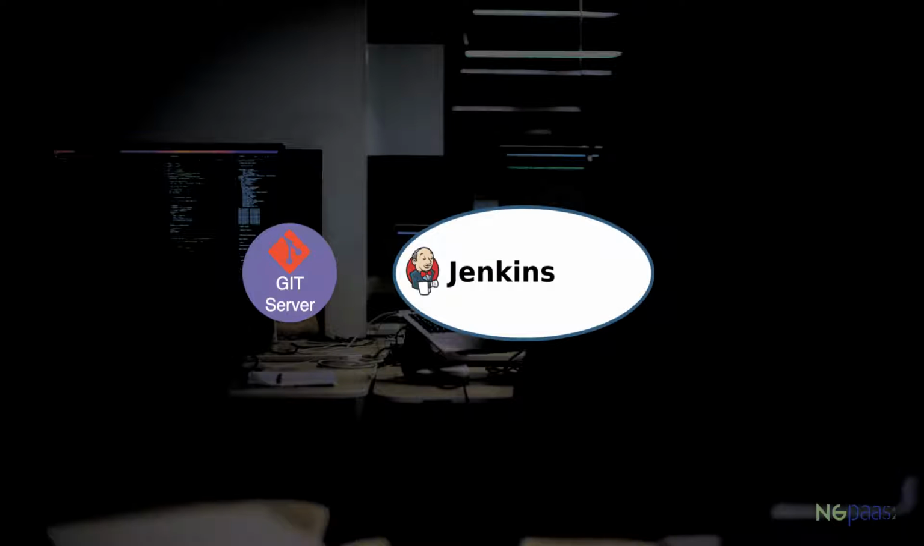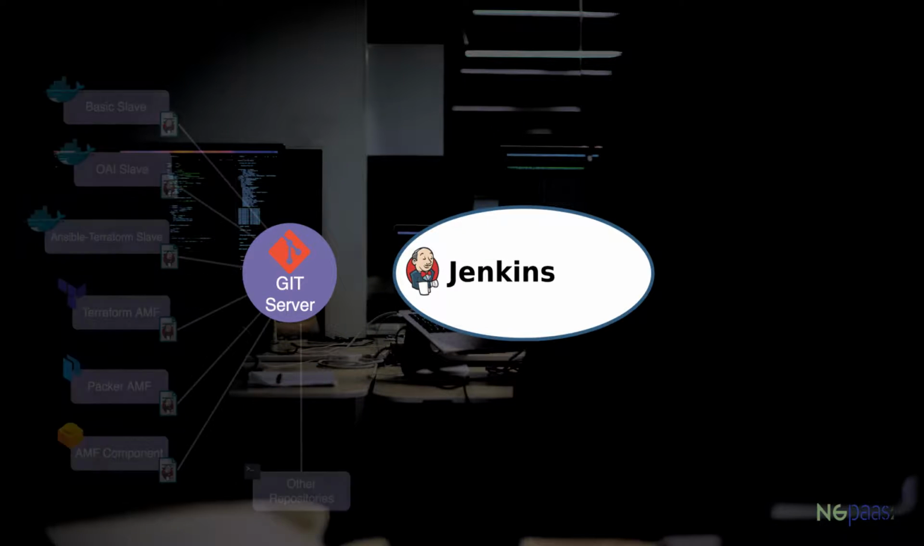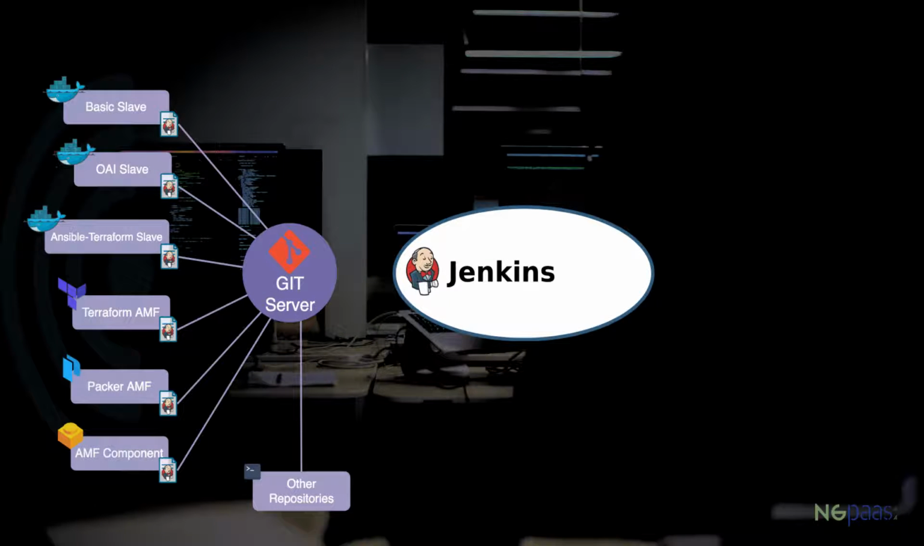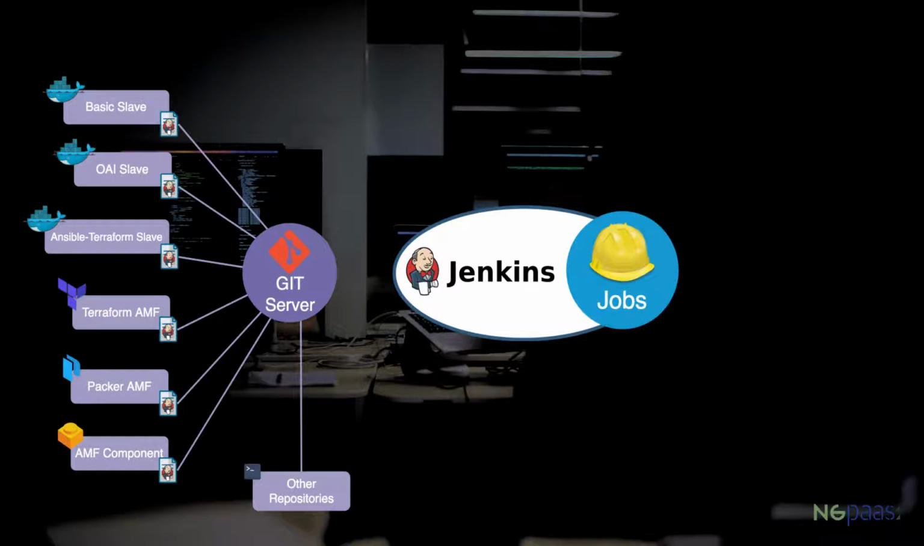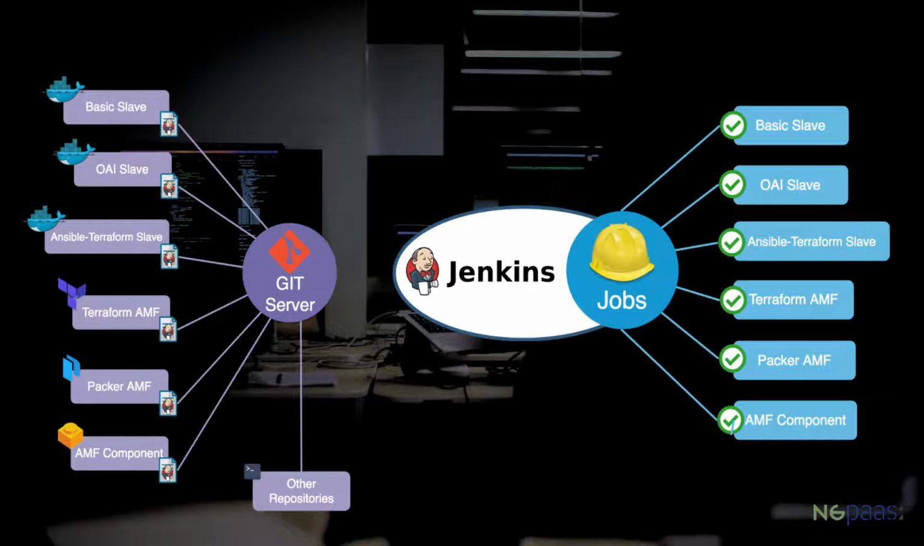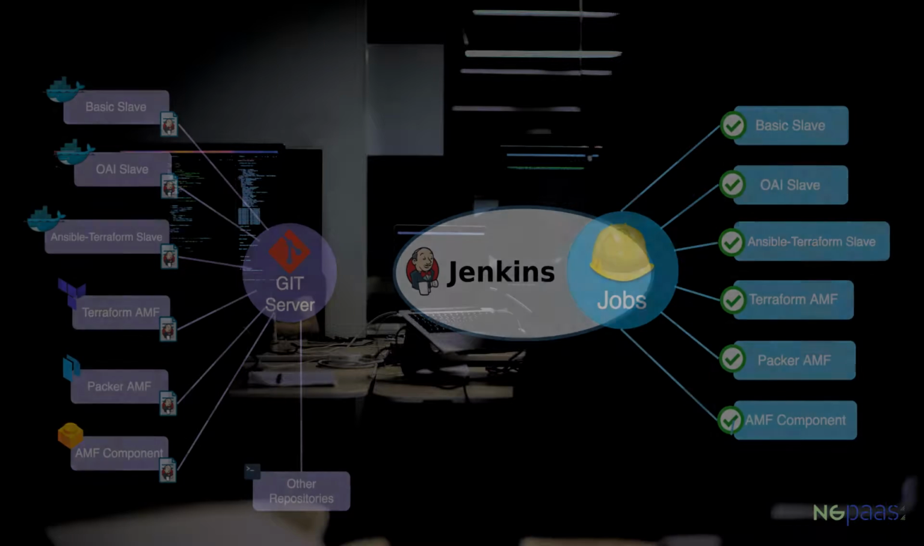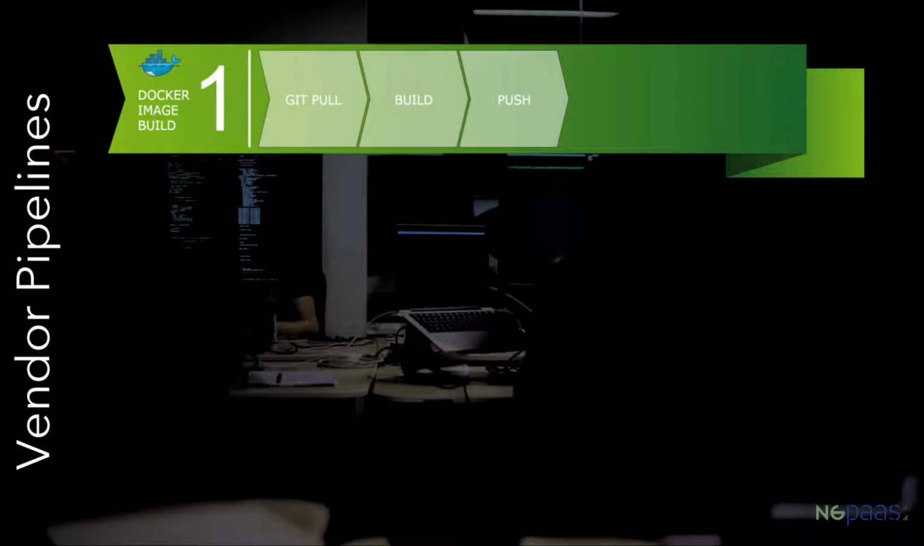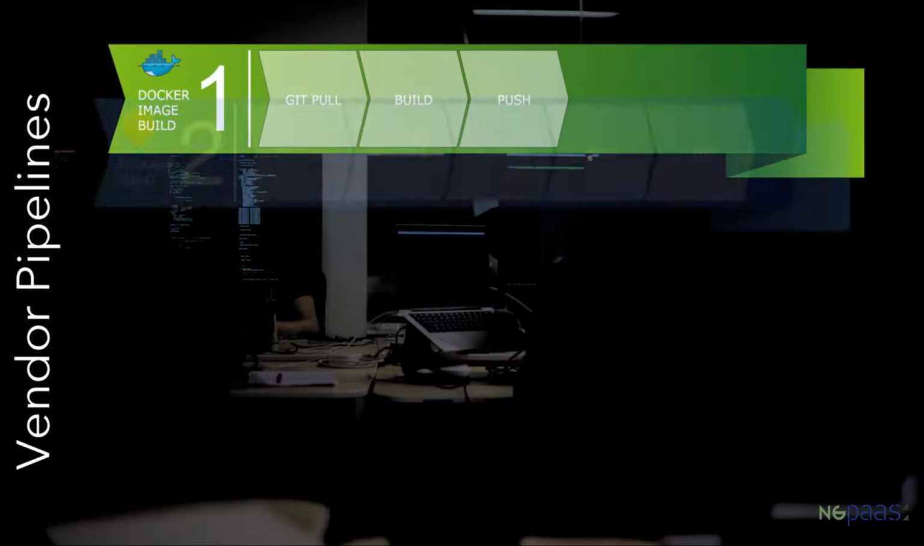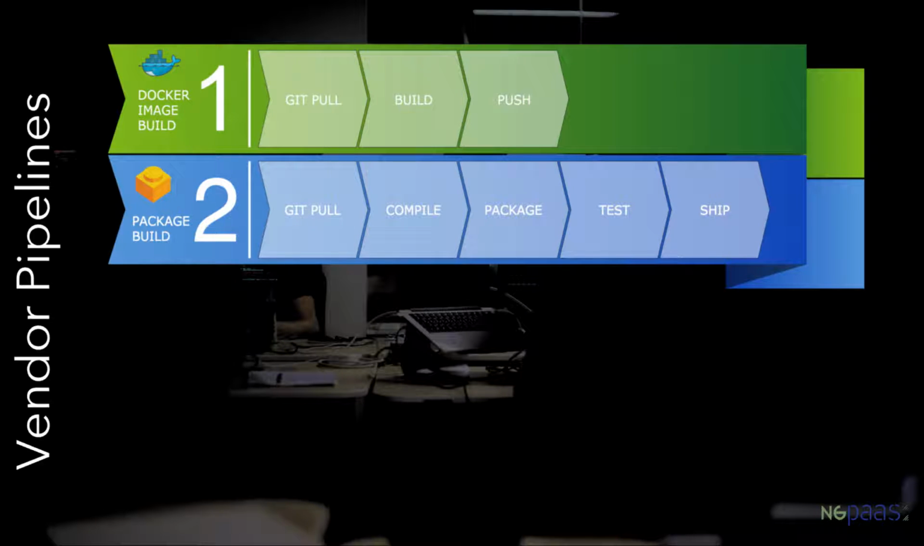First of all, Jenkins will scan the vendor's repositories for Jenkins files containing the pipelines. Once discovered, the different Jenkins files will be added as jobs. Our vendor has different pipelines. The first one is for building the Docker images. Those Docker images will be used in the different pipelines. The second will be for building the component package, with compilation, packaging, basic tests and finally shipping to a staging repository.